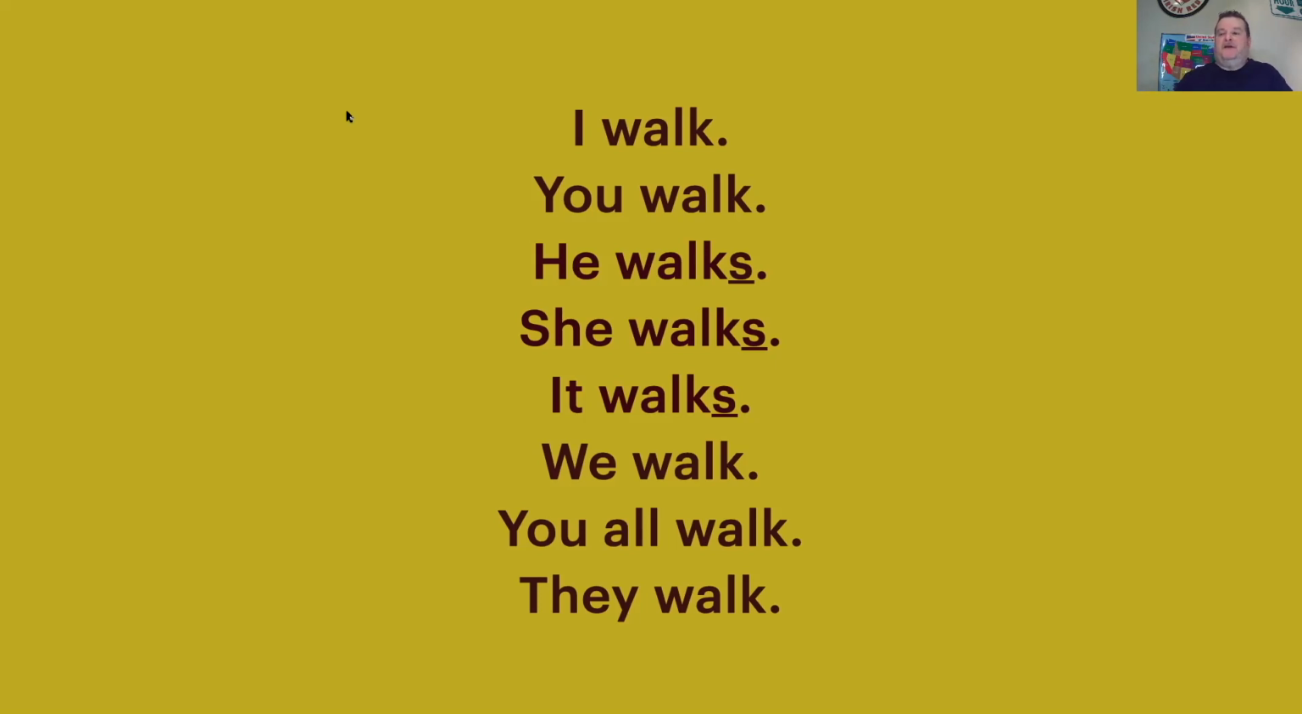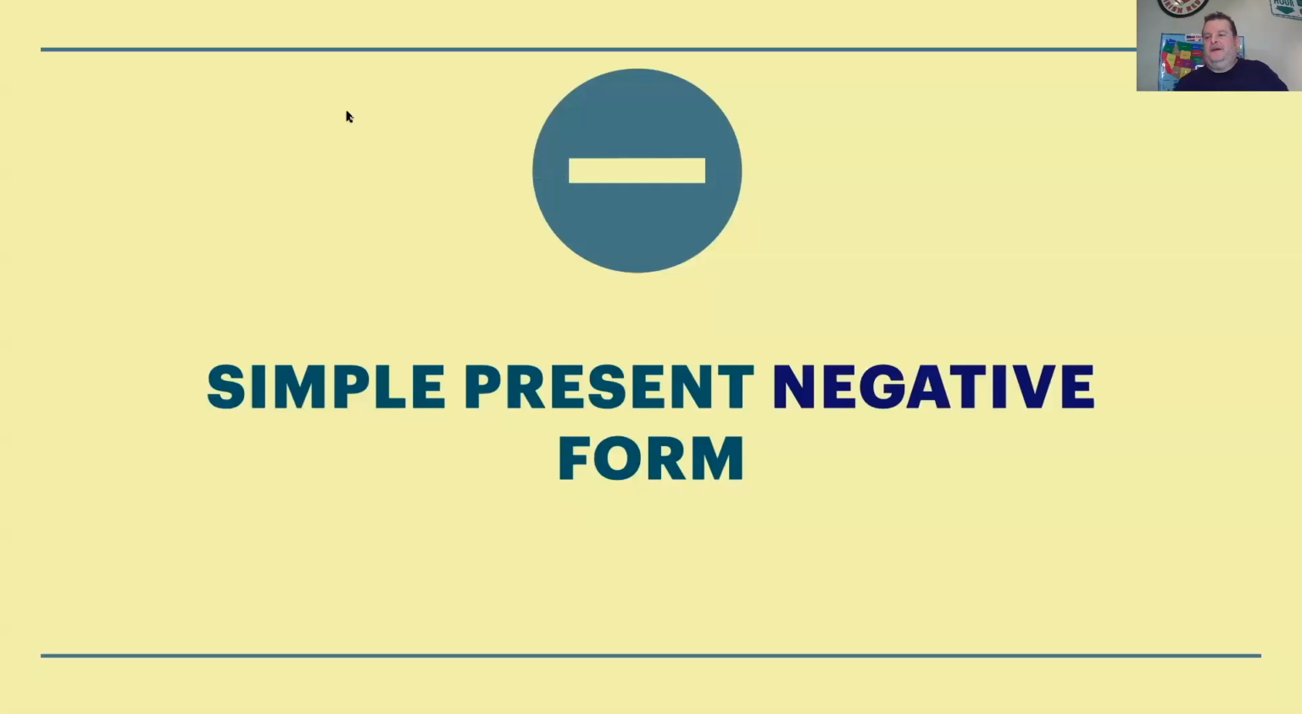So repeat after me: I walk, you walk, he walks, she walks, it walks, we walk, you all walk, they walk. Good job. Now there's also a simple present negative form we've learned.